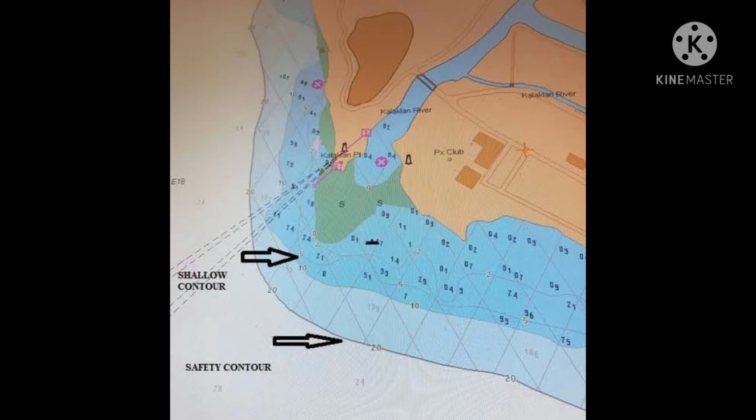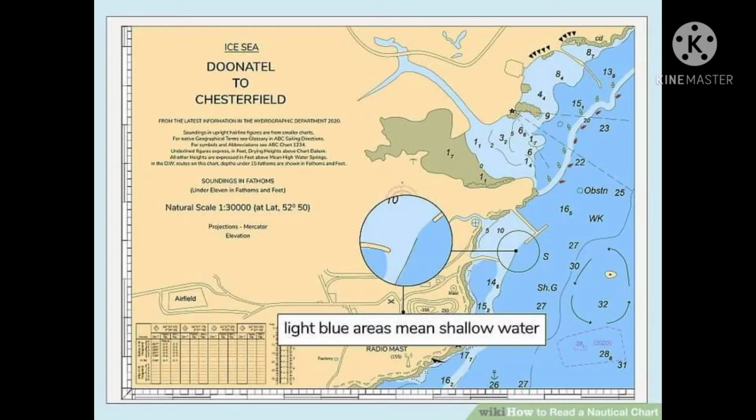Shallow areas are often marked off by contour lines. The exact depth of shallow areas depends on the chart. Some charts color in areas under 3 fathoms, while others mark spots less than 1 fathom deep.